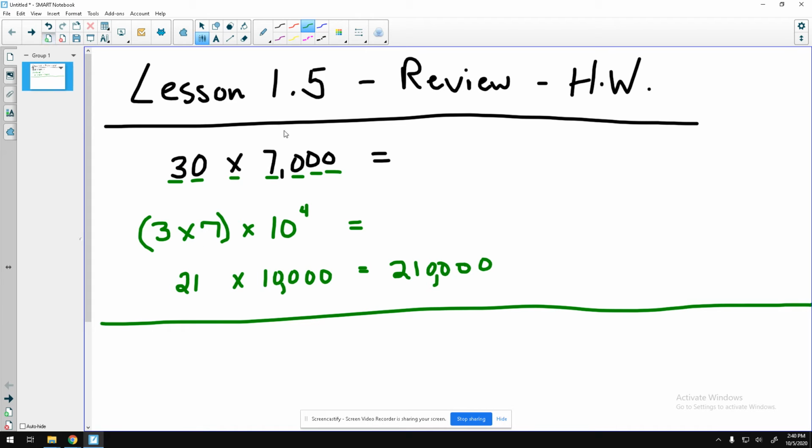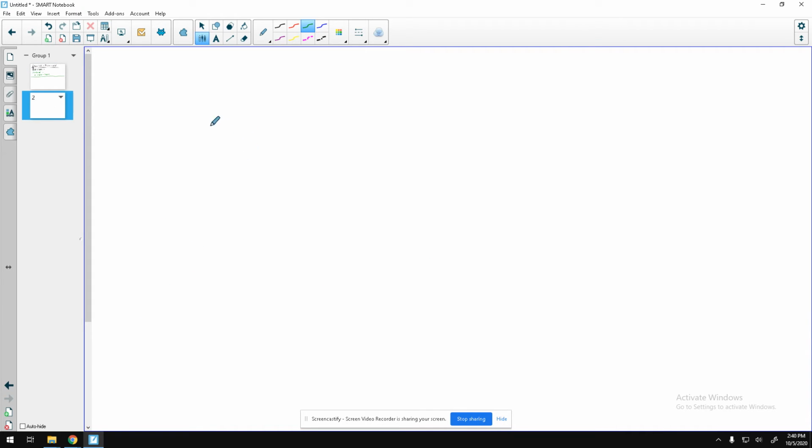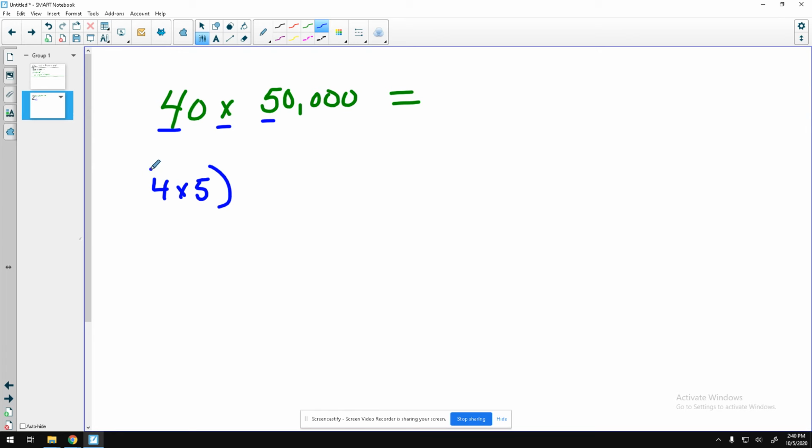So let's go one more example, and then the homework help is finished. Let's say we have 40 times 50,000. Right? That's a super big number, so let's break it down. 4 times 5. So we're going to go 4 times 5. That's our basic fact as we're looking at it.